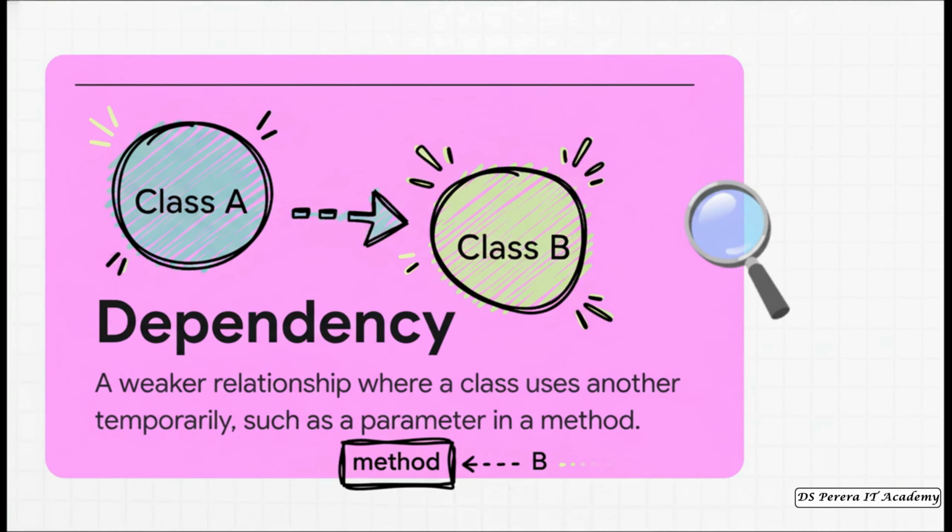So, a dependency happens when one class needs another one to do its job, but it doesn't hold onto it permanently. In English, a really common example is when a method in class A takes an object of class B as a parameter. It's a very brief, uses-a kind of relationship.